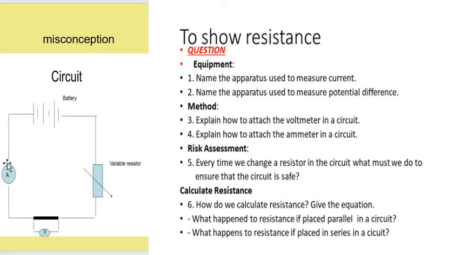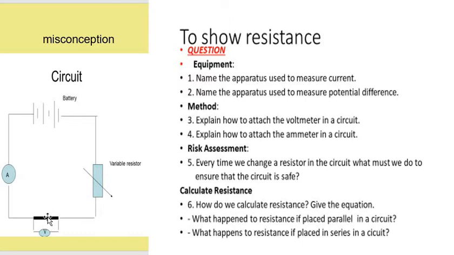And then of course, how do you arrange an ammeter in a circuit? Well, you have to make sure that it's in series, completing the circle. Whereas a voltmeter must be across both points of the resistor. It must be attached to each point of the resistor. So it must be in parallel.